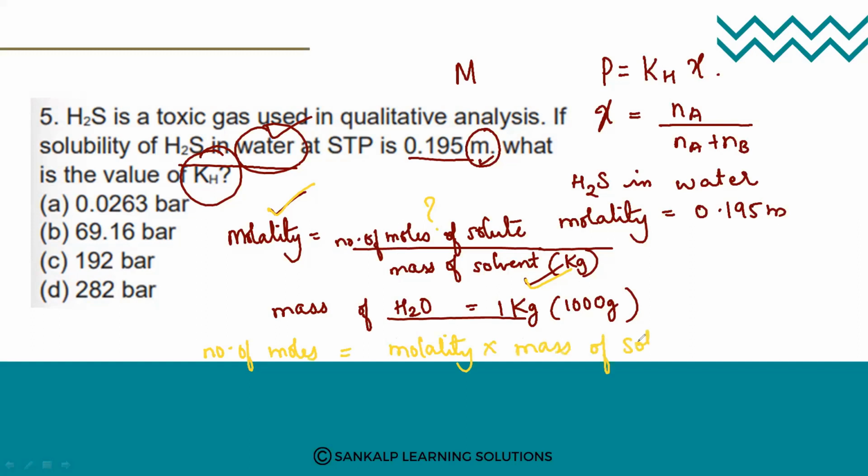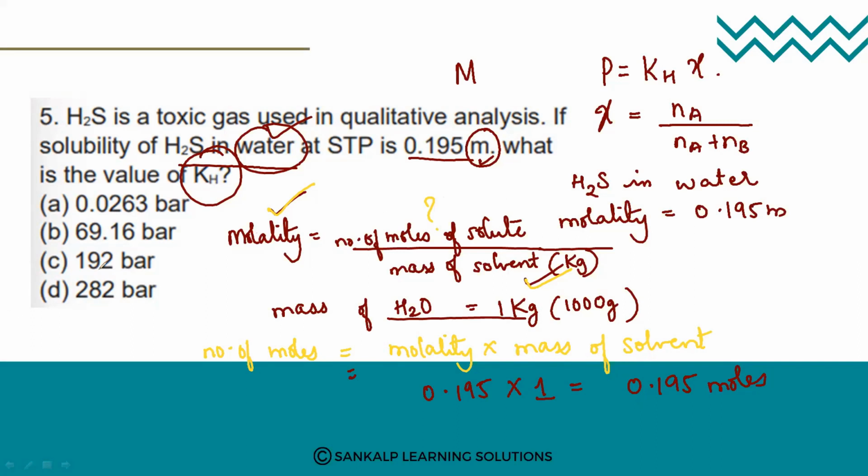So this is the formula. Just cross multiply. What is unknown we have to write there. So what will it be? Molality is 0.195. Mass of solvent will be 1, since I have taken it as 1 kg. So the number of moles will be 0.195 moles.